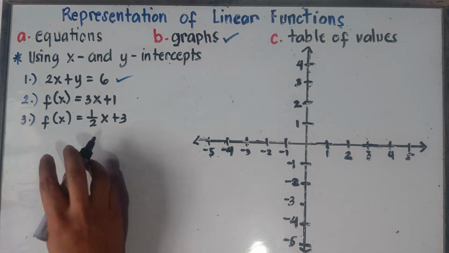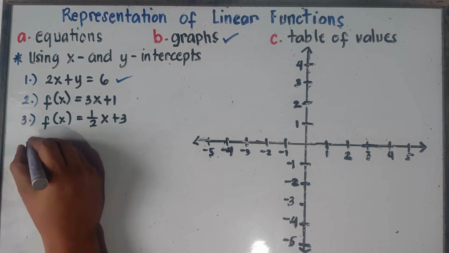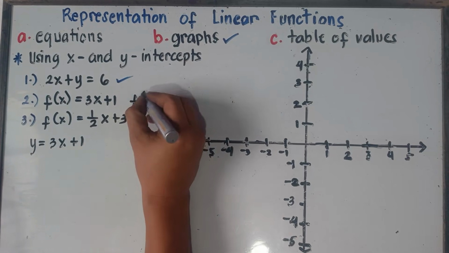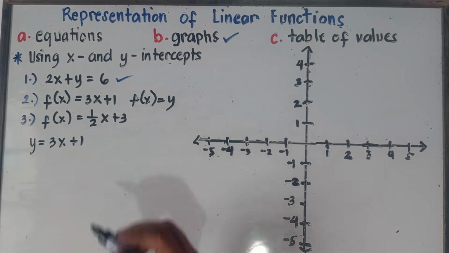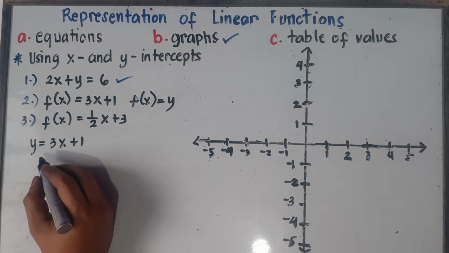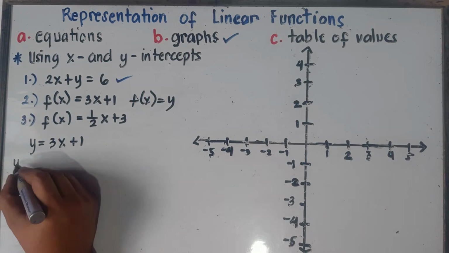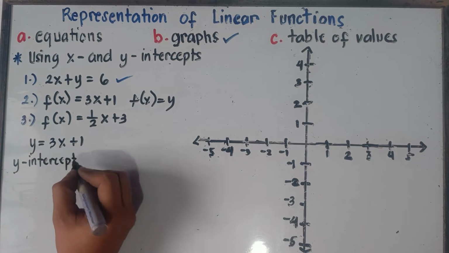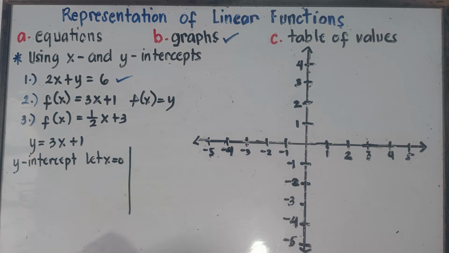So example number 2, our given, we have f of x equals 3x plus 1. So we can write this one, y equals 3x plus 1. Once again, f of x is just the same with y. Once again, class, first step, you get the y-intercept. To get the y-intercept, let x equal to 0.